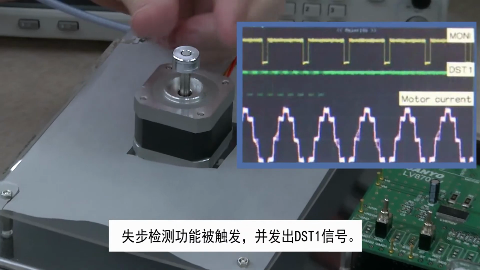Next, we add more load to the motor. The motor eventually becomes out of sync or stepped out. The stepped out detection function is triggered, by which the DST1 signal is sent.